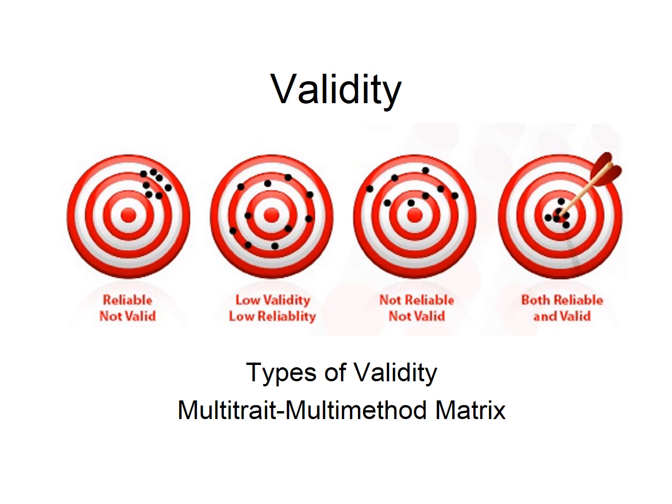Another example of not reliable and not valid is, in this case, we're not even getting near the target in a reliable way. What we want is that final target. We want reliability and validity. We're hitting the target, in this case, the construct we're trying to measure, and we're hitting it reliably.